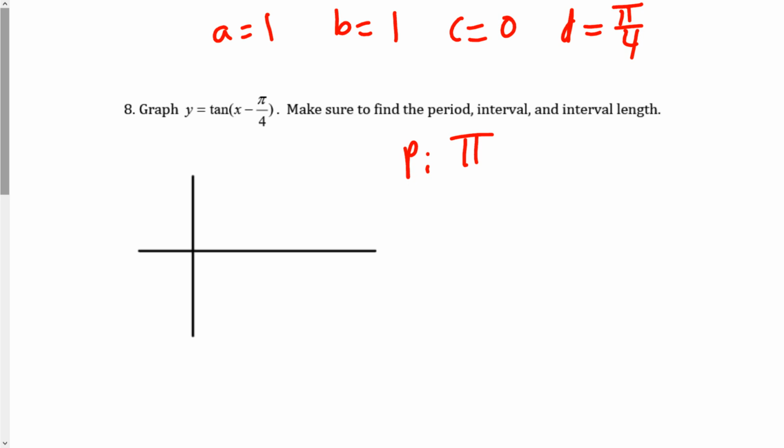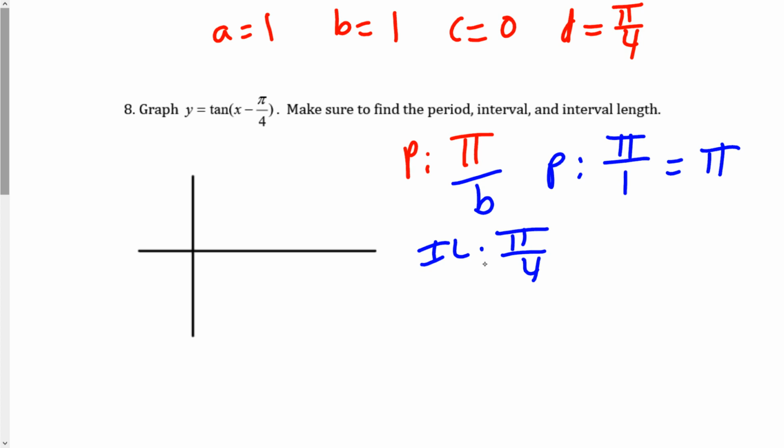So this is the more difficult one, right? So we're going to divide this by our B. So that's divided by 1, so that doesn't change, so that's nice. And then our interval notation is taking that period and dividing by 4. So there's our interval. But our start is totally different. So we always start at undefined, and it always starts at undefined at negative pi halves. Right, so negative pi halves. And we're going to add our d to that. So we're going to add pi fourth.